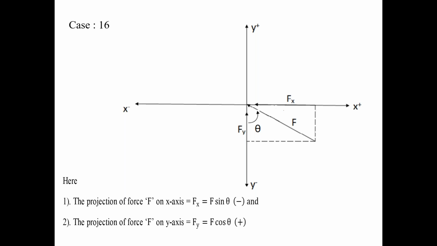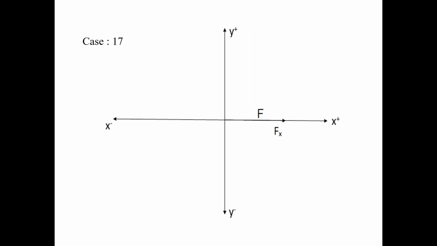But in these projections of force, we have some special conditions. Please watch this 17th condition. Everyone, please look at this 17th condition. In that 17th condition, the force F is acting on the x-axis. It is not in the inclined direction. Please everyone check this carefully. The force F is acting along the x-axis, not in an inclined direction.